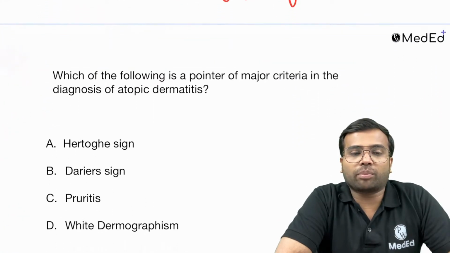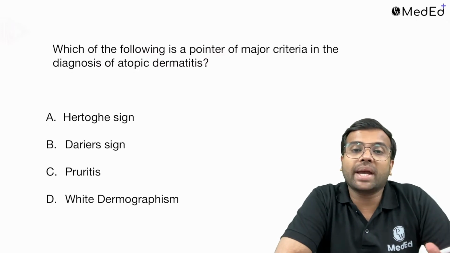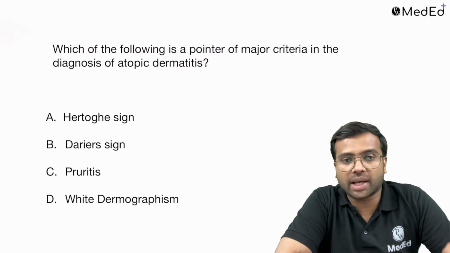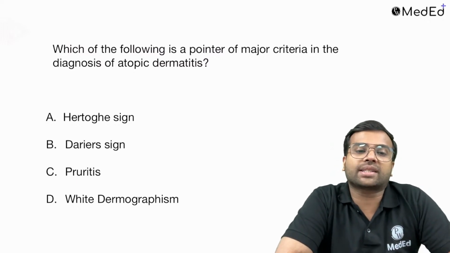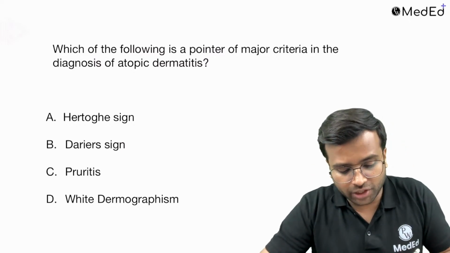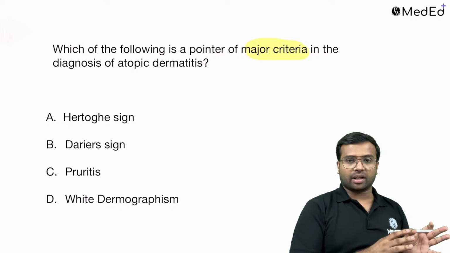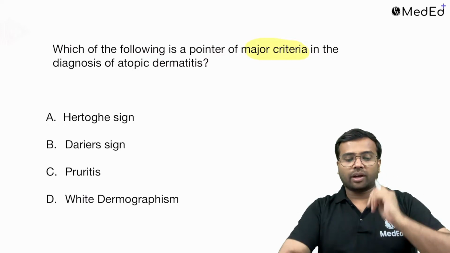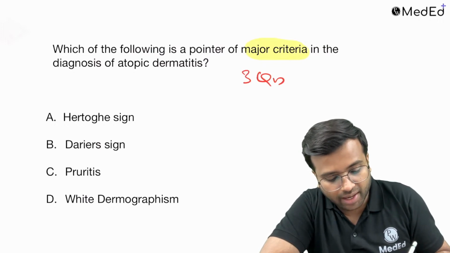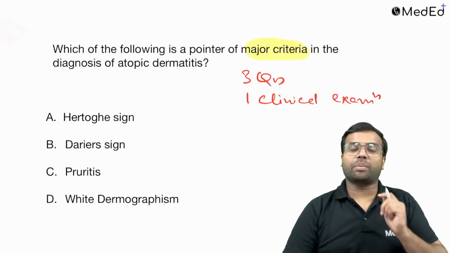So now let's see one more question. Which of the following is the pointer of major criteria in the diagnosis of atopic dermatitis? The options are Hertoghe sign, Darier sign, pruritus, and white dermographism. Now they are asking you only about the major criteria. Now remember, we had three questions and one clinical examination when it comes to the major criteria.